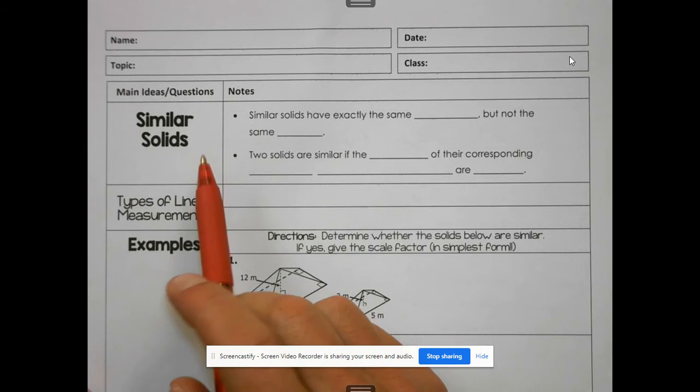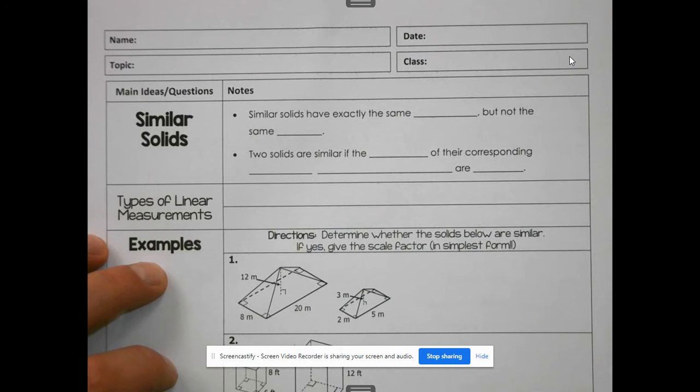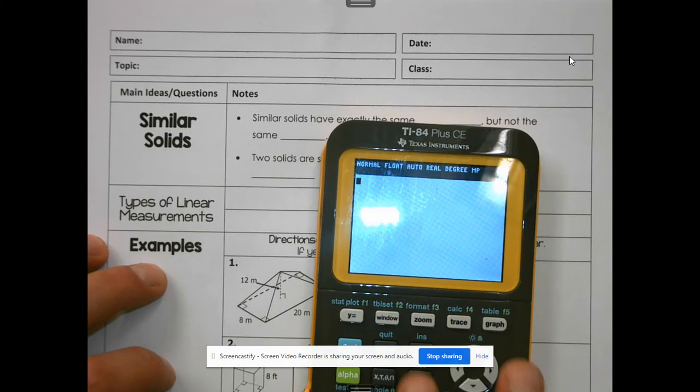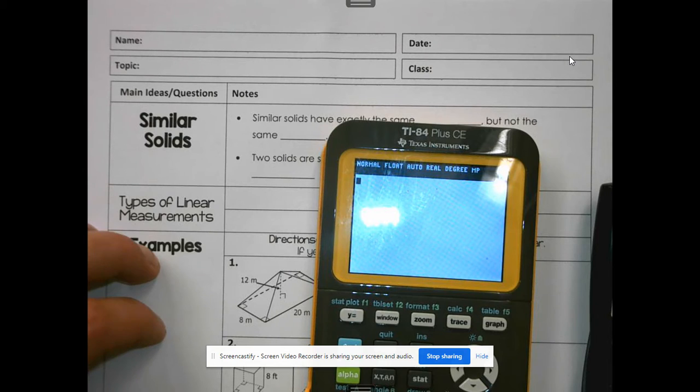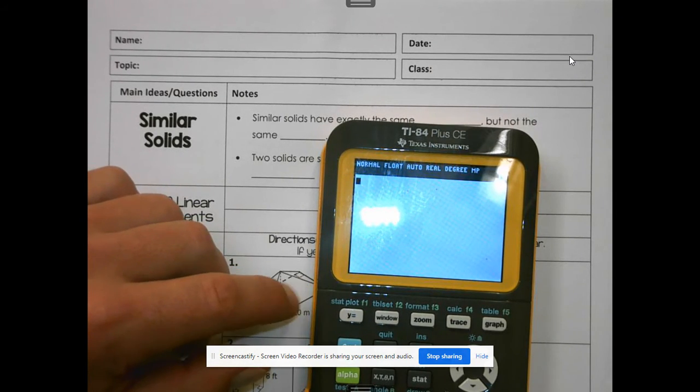All right, next up, guys, this lesson's on similar solids. So, real quick, in order to do this lesson, you either got to have a graphing calculator or you can have just like one of these little guys too. So, you need to figure out where the cube root function is.